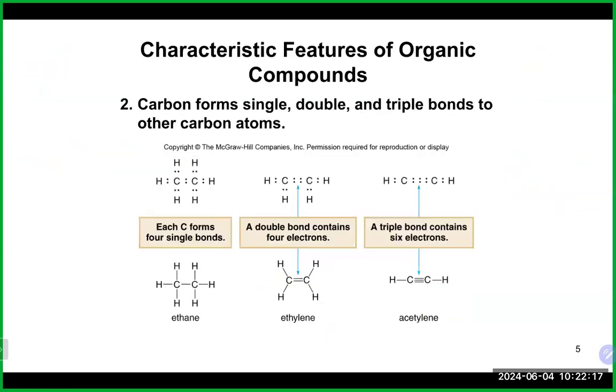Carbon forms single bonds, double bonds, and triple bonds with other carbon atoms. And it does make different types of organic molecules based on that. So for example, you can have a carbon that will make a single bond with another carbon. This is a group of organic molecules which are known as alkanes. They are the basic sort of group of organic molecules.